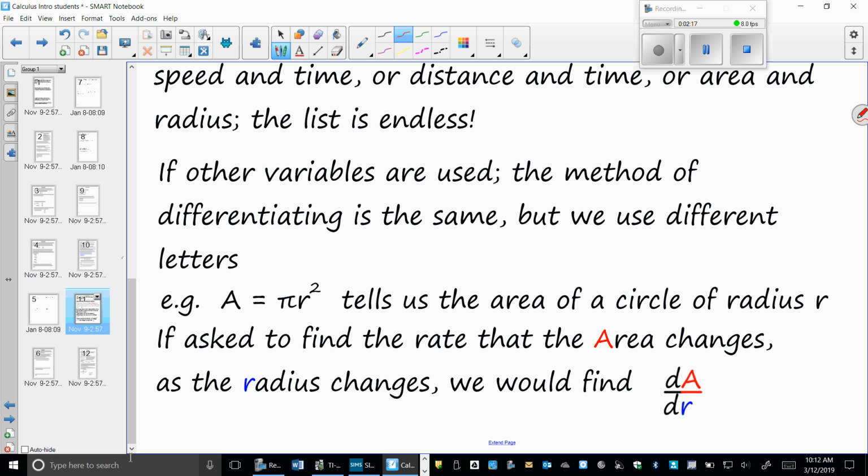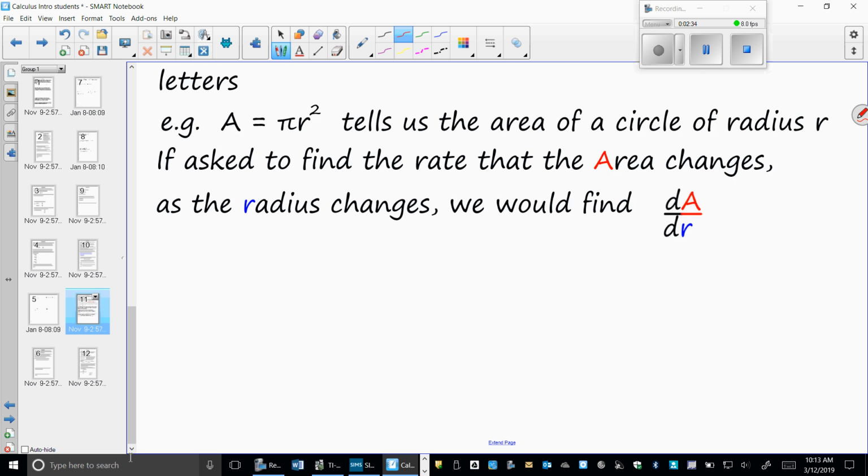If I was to find the rate that the area changes as the radius changes, then all you would do here is find dA/dr. So you would just be using different letters at the back of it. Does that make sense? Yeah? How would we differentiate to get dA/dr? I'm looking at this expression and focusing on my r.